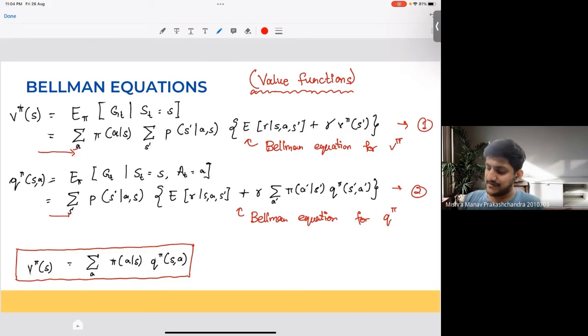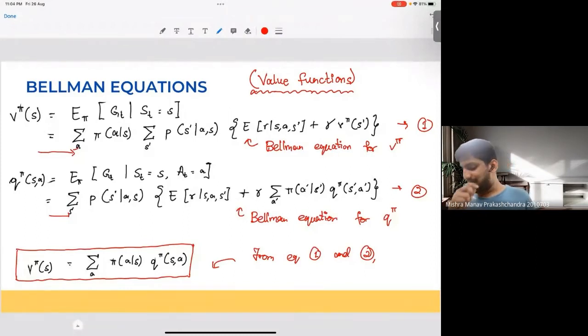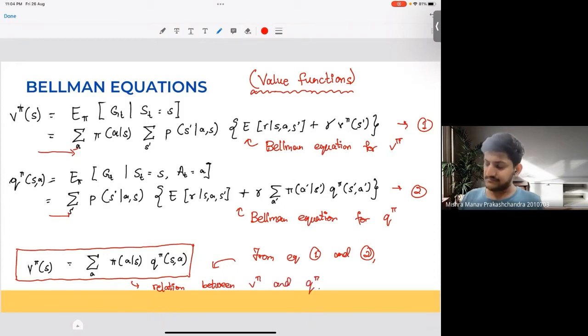Just a quick look, from equation 1 and equation 2, you can see there is a nice relation between the v pi and the q pi function. You can see that this is very intuitive because in the v pi function, I am summing over all possible actions that I can take in state s. Whereas in the q function, I'm fixing the action that I'm supposed to take, and based on that, I'm computing the rest of the value function. So this is the relation between these two functions.